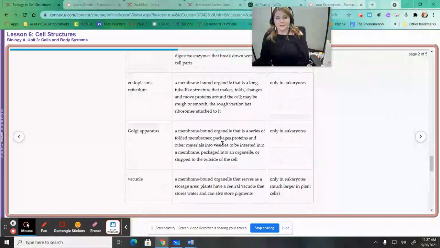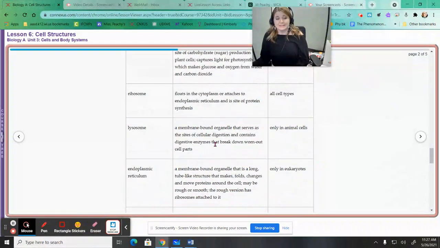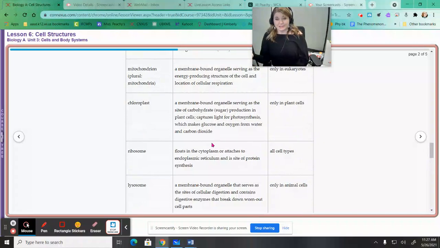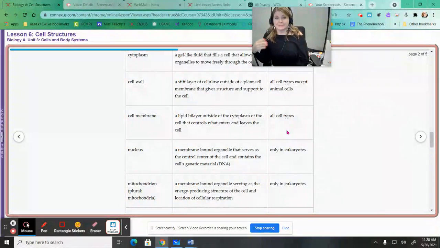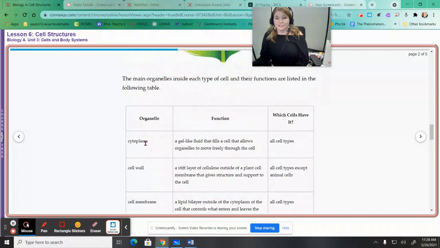So I'd just go through and review this list, and spend some time maybe making flashcards from this. I think this would be a great idea. On one side have the term, on the other side have the definition and which type of cell you can find it in, and really spend some time reviewing these different organelles and what their function is and where you can find them in the cell.